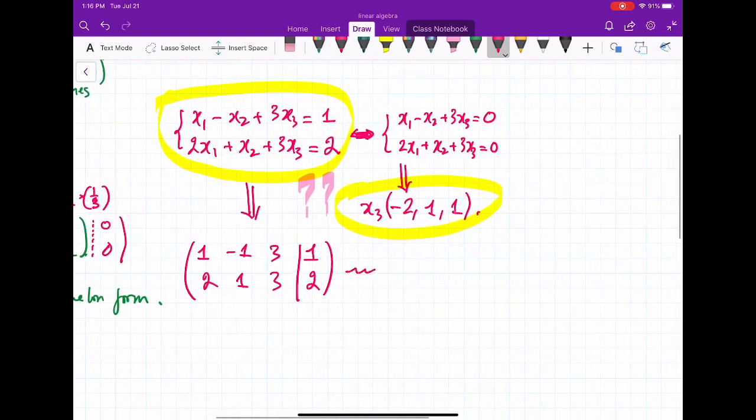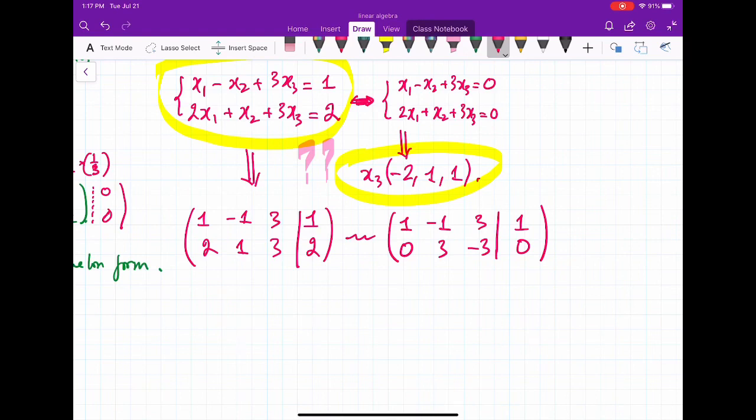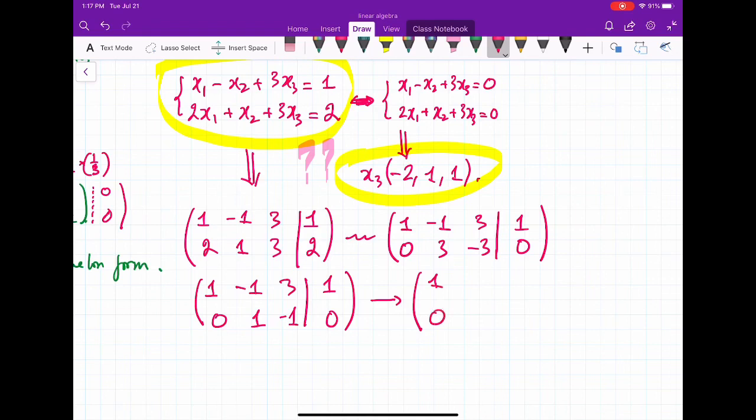So I will not explain in detail. I just write 1, -1, 3, 1. The second row is 0, 3, -3, and 0. Okay, and then I divide the second row by 3. I get 1, -1, 3, and 1. I get 0, 1, -1, and 0 in here. And then I get 1, 0, 2, and 1 for the first row.